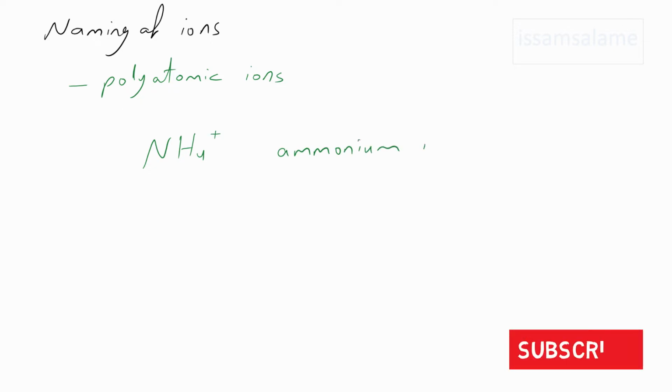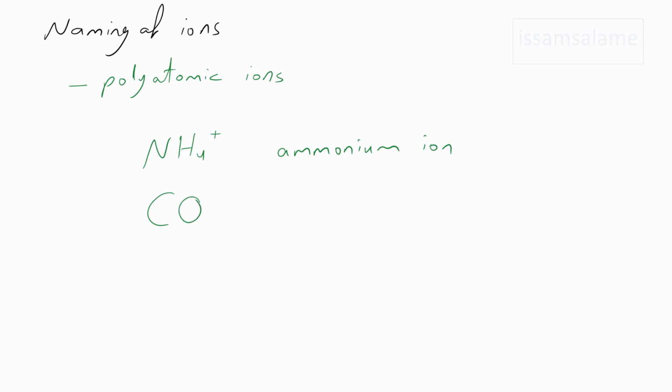That was about simple ions, but what about polyatomic ions? Polyatomic ions are ions that are made of more than one atom. Like here, ammonium is made up of 1 nitrogen atom and 4 hydrogen atoms with a positive 1 charge. This positive charge is for the whole structure, not for hydrogen only. And also carbonate ion, it's made up of 1 carbon atom and 3 oxygen atoms with a negative 2 charge, and this charge is for the whole structure.